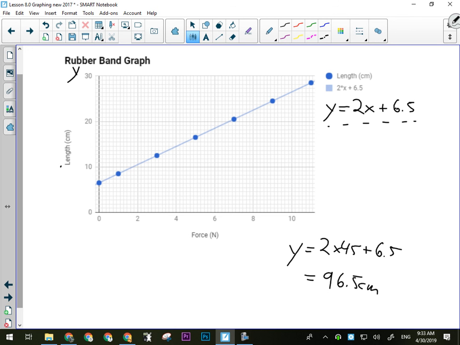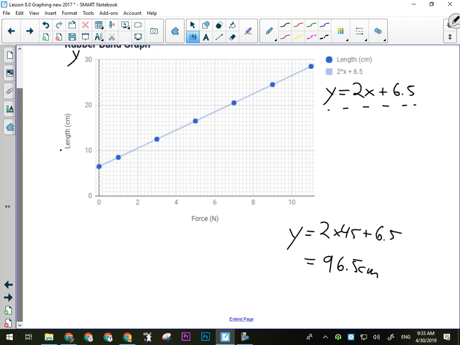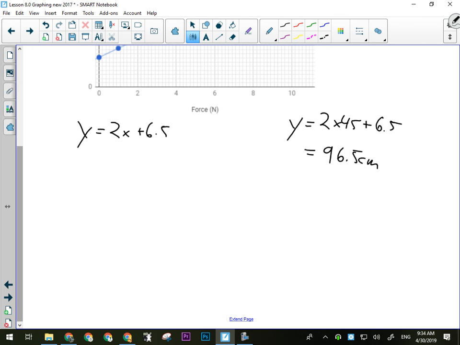Okay, now the opposite could also be true. They may ask me, when the rubber band is 50 centimeters long, how much force is being applied? Now they've given me a y value and are asking me to calculate an x value. So now I take my equation, y equals 2 times x plus 6.5, and I'm solving for x. If I want to solve for x, what do I do with the 6.5? I subtract it over, right? So I'll have y minus 6.5 equals 2 times x, and then I divide both sides by 2.